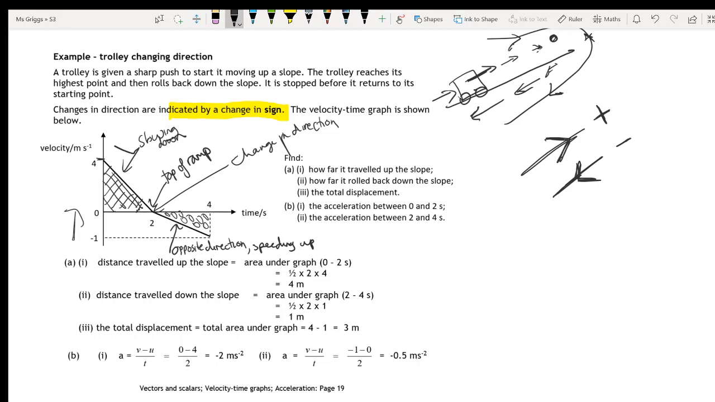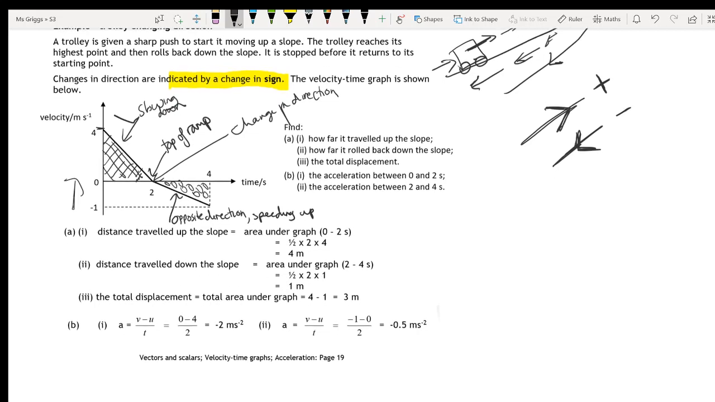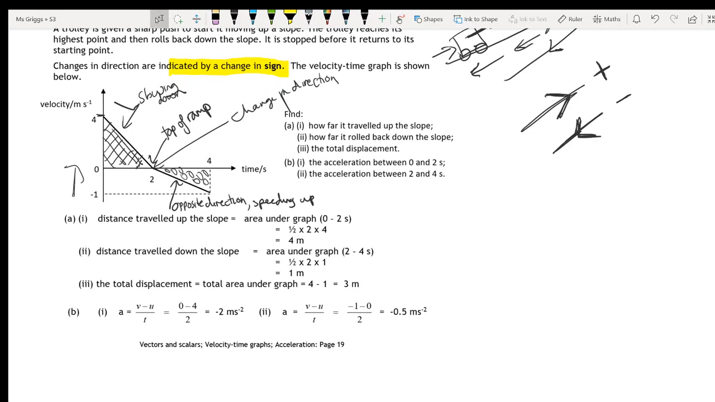So distance travelled down the slope, distance travelled in the negative direction. So it's that area with the dots in it. So it's half times base times height again. So half times 2 times minus 1, or 1 in this case, because it's just an area. So that's 1 metre. So total displacement, well, we just worked out that it moved 4 metres up the way, and then it moved 1 metre down the way. So remember, the displacement is from the start point to the end point. So that's our displacement. So it's 4 minus 1, which is 3 metres.